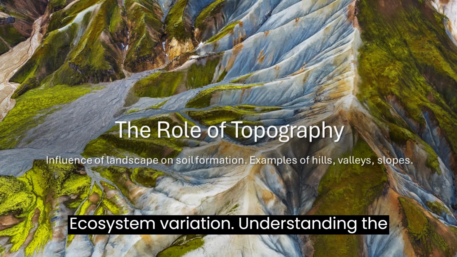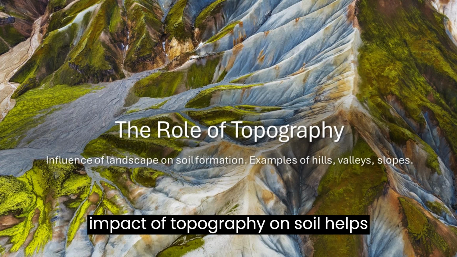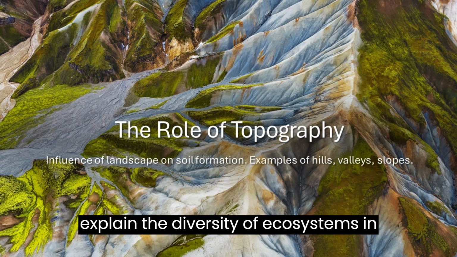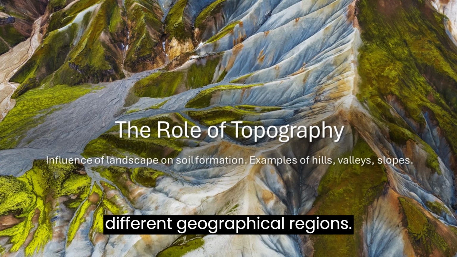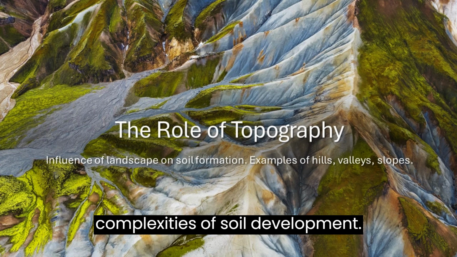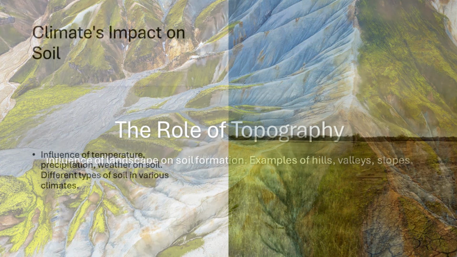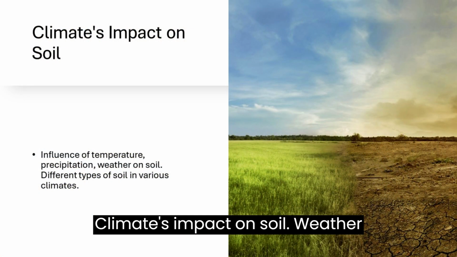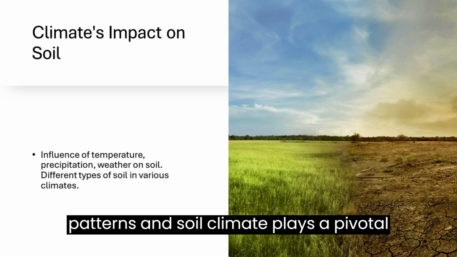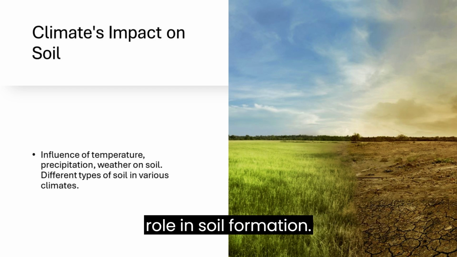Ecosystem variation. Understanding the impact of topography on soil helps explain the diversity of ecosystems in different geographical regions. It's a key factor in unraveling the complexities of soil development. Climate's impact on soil. Weather patterns and soil. Climate plays a pivotal role in soil formation.